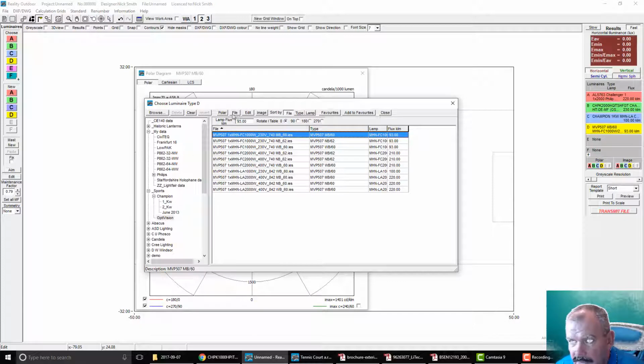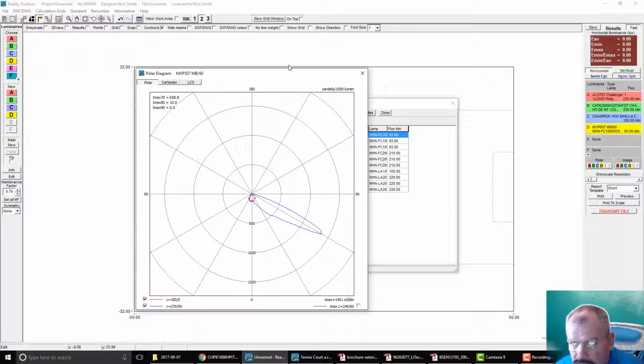Here's another example. This is the Philips Optivision lantern. And that's exactly the same. These are all metal halide floodlights. So you can see how those distributions are.